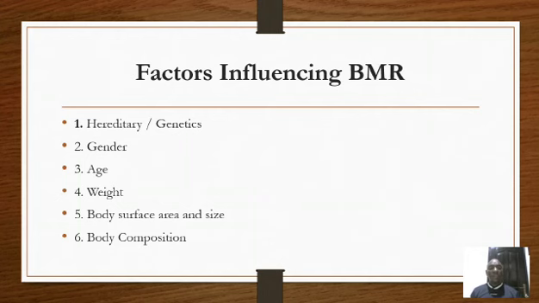The other factor is age. Factor influencing BMR: age. The young individuals have a higher metabolic rate. Metabolic rate decreases with age. The older you become, the lower the basal metabolic rate. Those individuals who are very young, that active age, they have a higher metabolic rate. This means that BMR, metabolism at rest, is higher in the young ones, and it decreases with age.